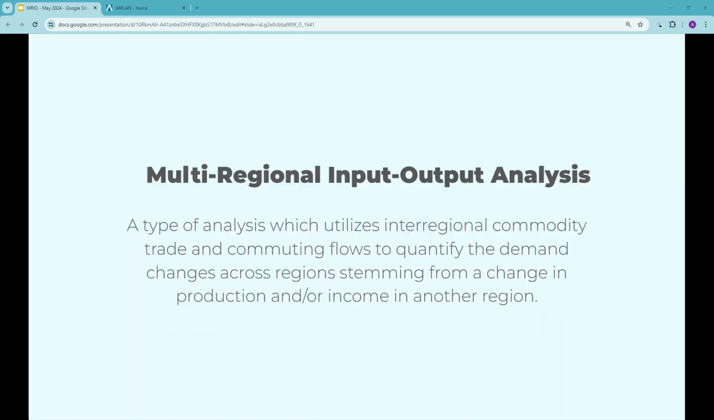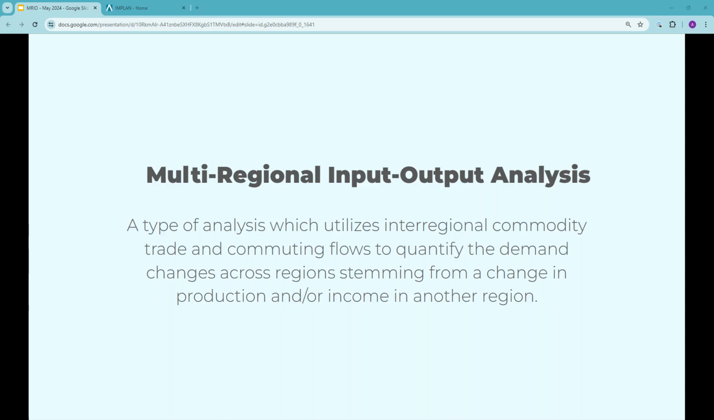So MRIO, or multi-regional input-output analysis, is a type of analysis which utilizes those interregional commodity trade and commuting flows to quantify the demand changes across regions that stem from a change of production in another region. When running an impact analysis, you can see how much money is leaking out of your city through trade and commuting. But of course, we live in regional ecosystems. Using the MRIO, you can see where some of that leakage ends up, supporting some of your other regions.